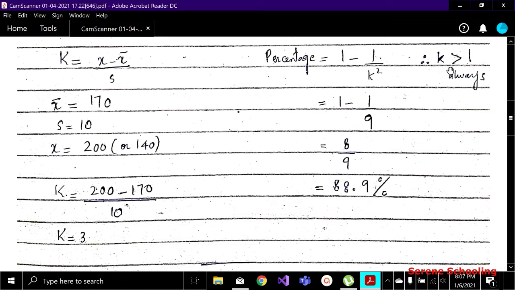And remember one thing, that here k is always greater than 1. It cannot be equal to or less than 1. Otherwise, if suppose k becomes 1, then 1 by 1 is just 1, and 1 minus 1 becomes 0, and the percentage is 0. That does not make any sense, okay? So our k is always greater than 1 in Chebyshev's theorem.